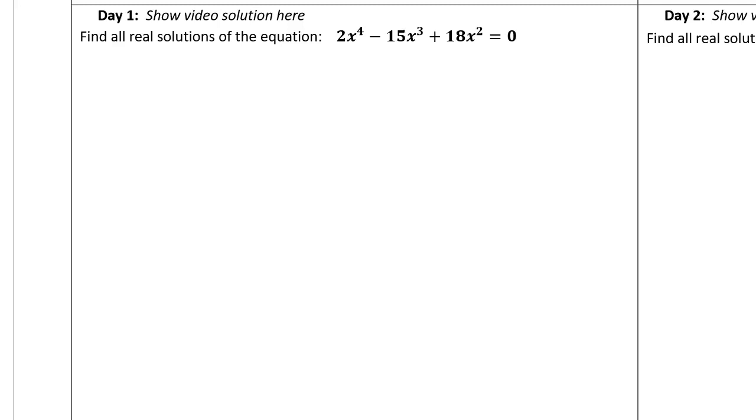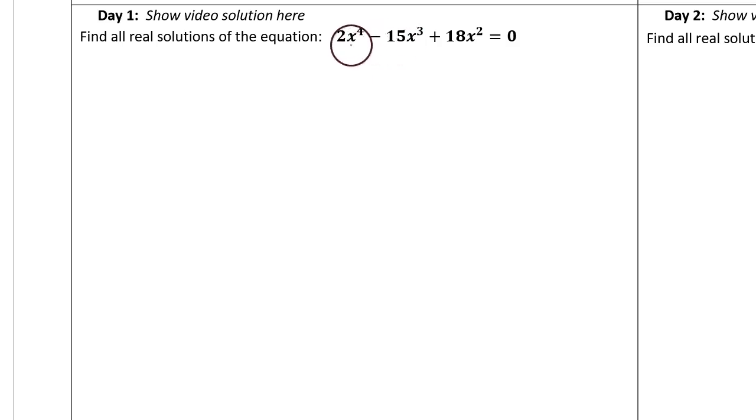Here's the answer for the day one bell work. Find all real solutions of this equation. This equation is fourth degree, so it could potentially have 4 real solutions. It doesn't specify how to solve this, so we can solve it using algebra, or we could type it in the graphing calculator and see where the x-intercepts are.